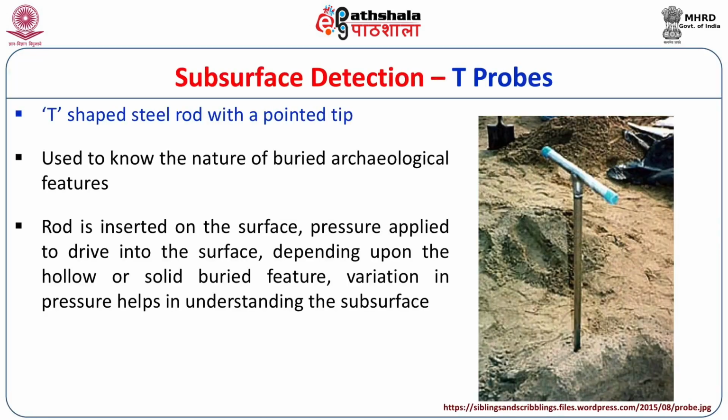One of the subsurface tools used for investigation is a T-probe. It is a very simple tool, a T-shaped steel rod with a pointed tip. It can be used to know the buried remains. This rod with the sharp tip can be applied on the surface at several points, and the pressure or the looseness of the earth can be very easily measured. These pressure and loose points can be marked on a map, and then a relative topography can be developed. Wherever there are loose areas and wherever there are solid areas, it can be understood from these T-probes.